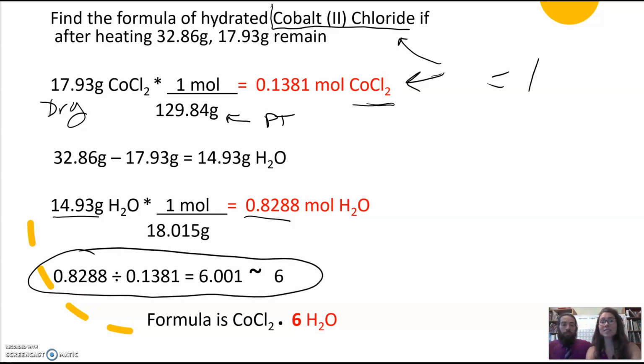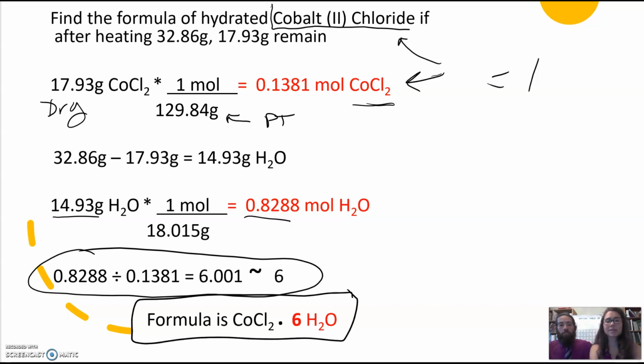So that means we have 6 molecules of water trapped in the crystal lattice of that salt for every 1 CoCl2. So our formula is that. And that would be called cobalt(II) chloride hexahydrate. The hexa for the 6. Nice.